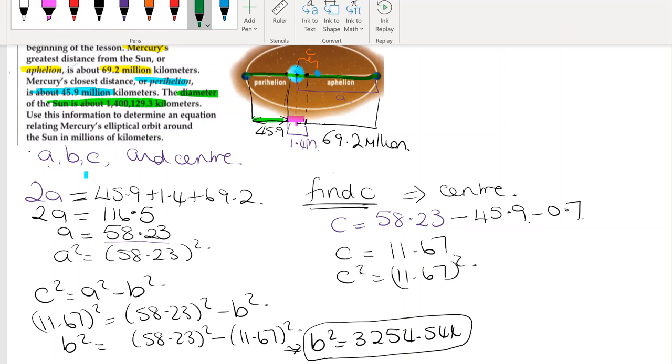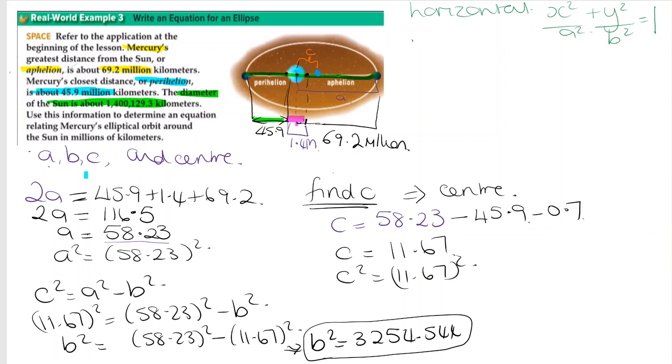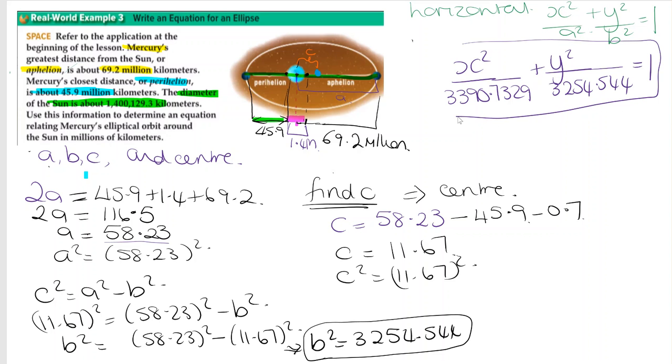Change the pen so we can see. Okay, so we're going to have x squared divided by a squared. So a squared is 58.23 squared. If you put that into the calculator, this will give us 3390.7329. We need to keep it as accurate as possible. And y squared will be 3254.544, and this is equal to 1. So this is our equation.